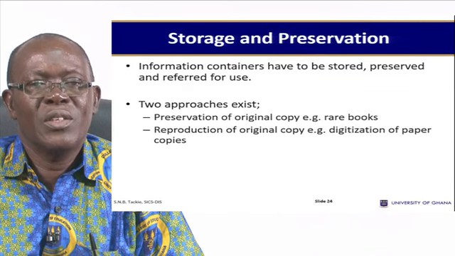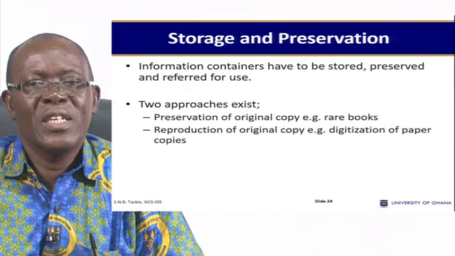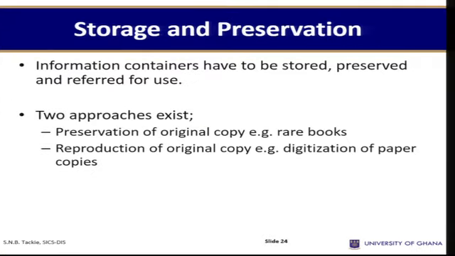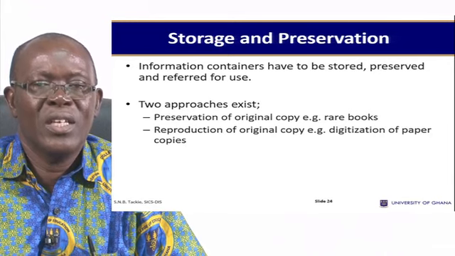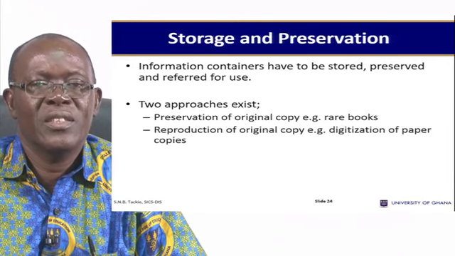Now, in terms of storage and preservation, we have information containers that are used to preserve and protect information. Now, there are two approaches to storage and preservation. First one, preservation of original copy, for example, rare books, and the reduction of original copy, for example, digitization of paper materials. Brown Library, for example, has been digitizing its paper materials for some time now, particularly theses and dissertations.